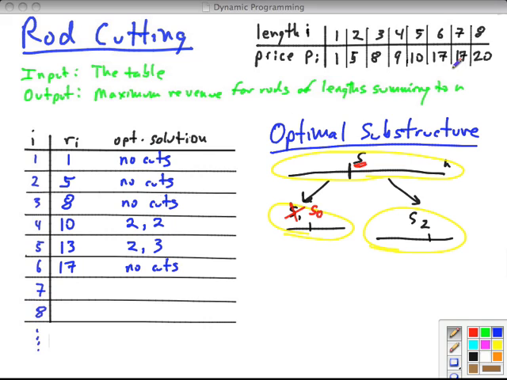For 7, we can get a 17 directly without cutting it, or we can get a 17 and a 1, which is an 18, or a 13 and a 5, which is also an 18. And it turns out that 18 is the best we can do. So we'll do it at 1 and 6.